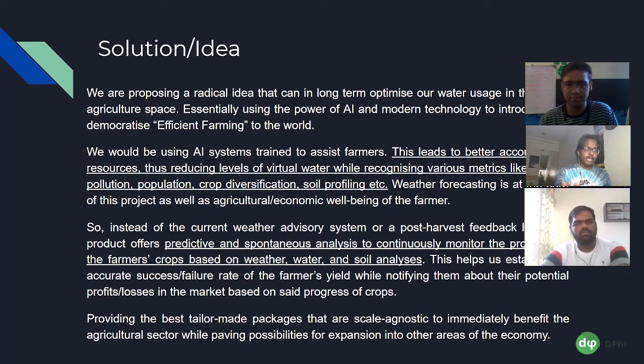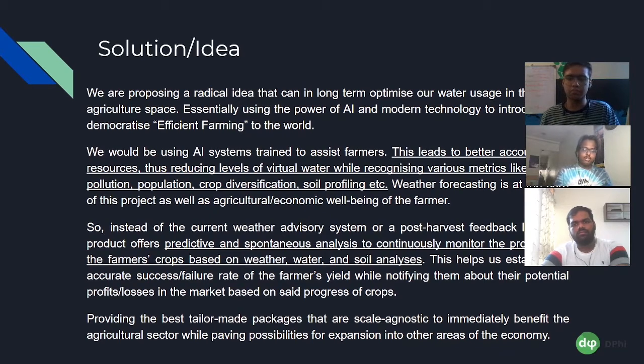Basically, we will be using AI trained systems to assist farmers to grow crops. In the long run, what we aim to do is to use our resources efficiently. These resources include water, minerals, and nutrients and micronutrients in the soil. We'll have to optimize for rainfall. This also might lead to more study into water irrigation systems like canals, etc.